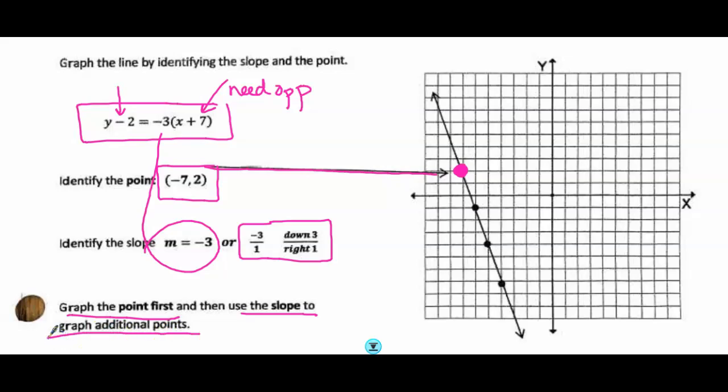So from that point, I'm going to go down 3, right 1, put a point. Down 3, right 1, put a point. Repeat for each additional point. And remember, if you run out of room, you can always go the opposite direction. Okay? So let's try a few on the back.